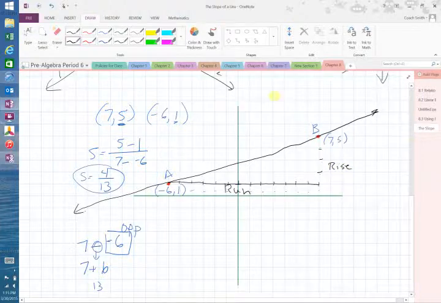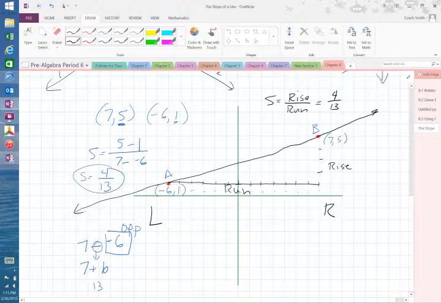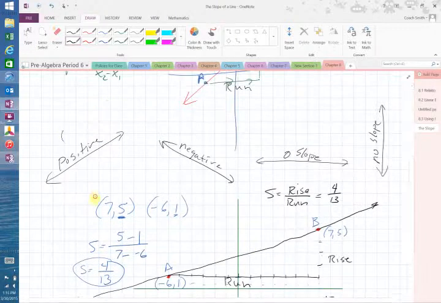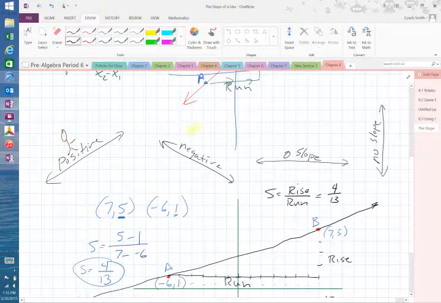Our formula is also slope is equal to rise over run. So that gives me the rise is 4, the run is 13. Now, we know that it's positive because as you move from left to right, you walk uphill. When you're walking uphill on the line, it's positive. When you're walking downhill on the line, right here, now, it has to be moving from left to right.